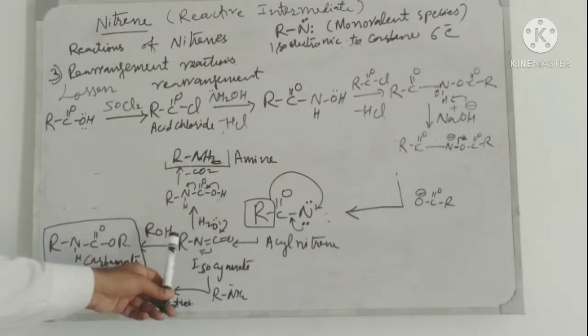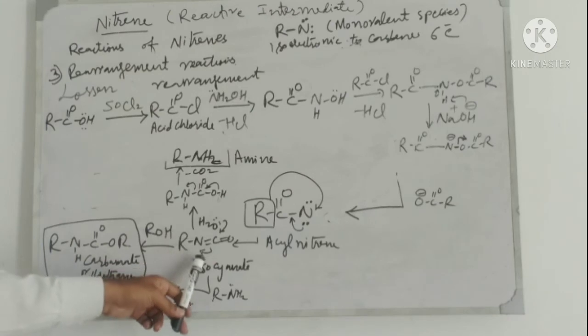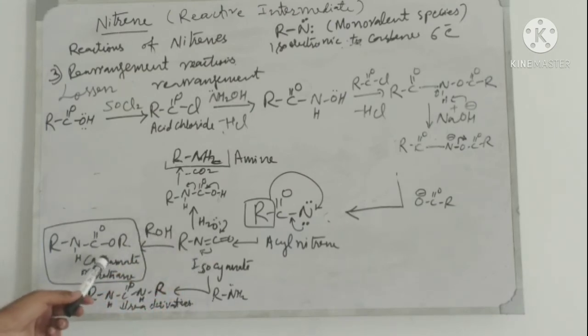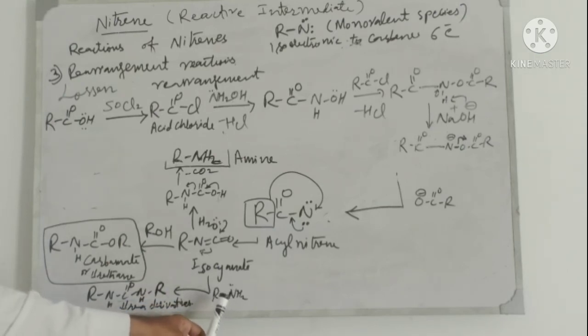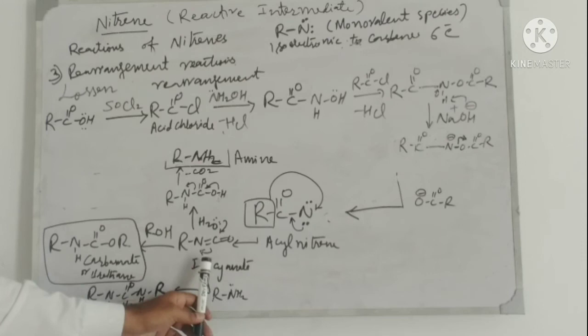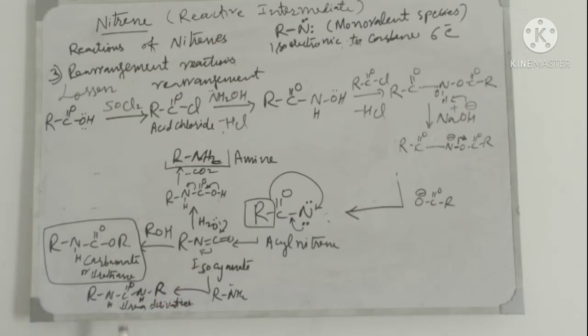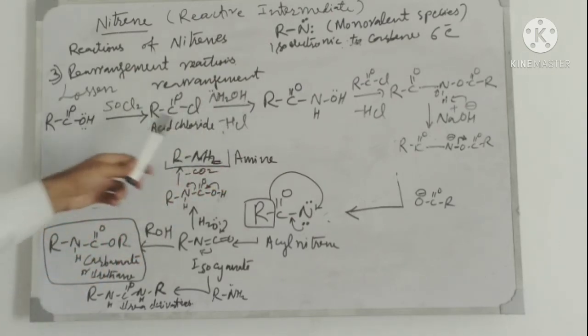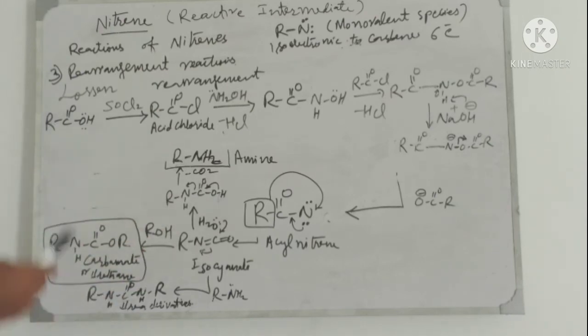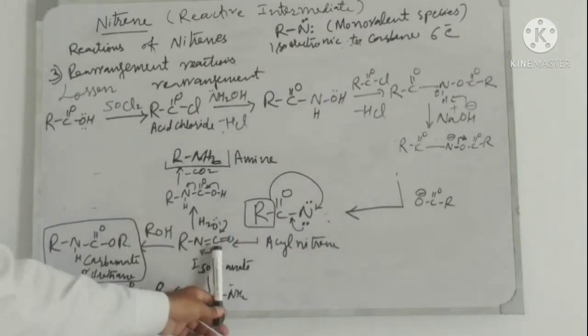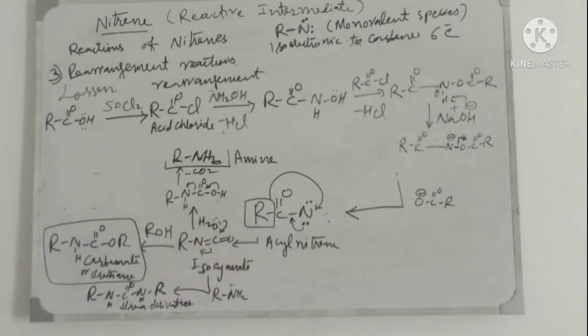If we use alcohol as a solvent, then this isocyanate reacts with the alcohol to form the carbamate or urethane derivative. And if we are using any amine as a solvent, then the amine reacts with this isocyanate and forms a urea derivative. So this whole reaction is called the Lossen rearrangement. Through this hydroxamate derivative we get this isocyanate, with acyl nitrene as an intermediate.